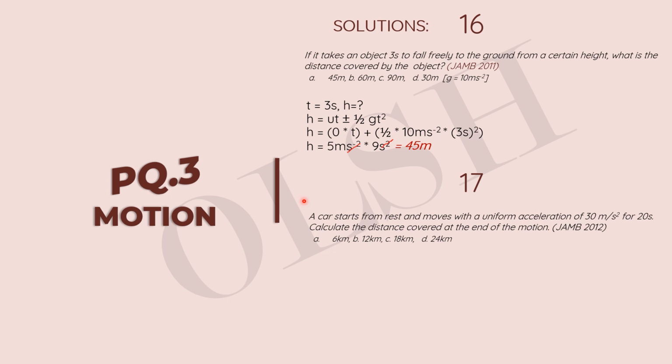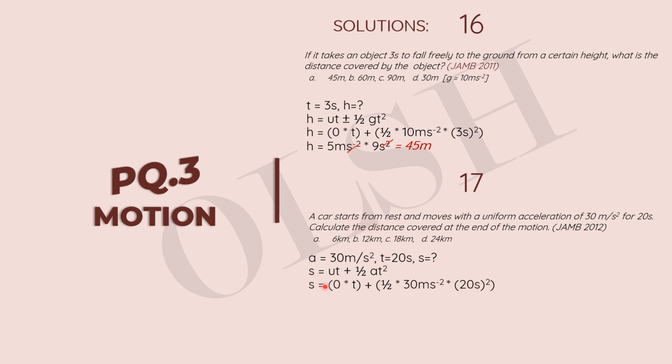All right, so number 17. A car starts from rest and moves with a uniform acceleration of 30 meters per second squared for 20 seconds. Calculate the distance covered at the end of the motion. Okay, so we're given our acceleration as 30 meters per second squared, we're given time as 20 seconds, and we're asked to find distance covered. What formula comes to mind? We use s equal to ut plus half at squared, because we have acceleration, we have time, and we are looking for distance. Of course, we know our initial velocity because it starts from rest.